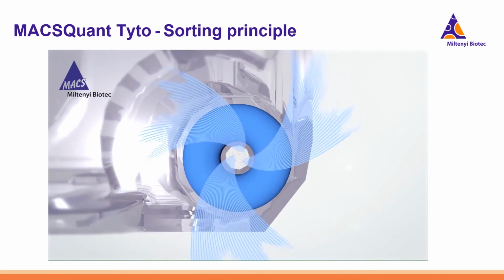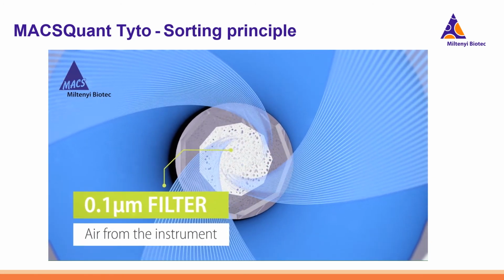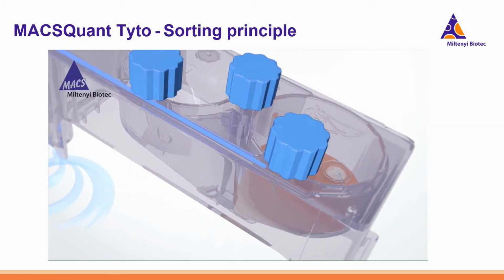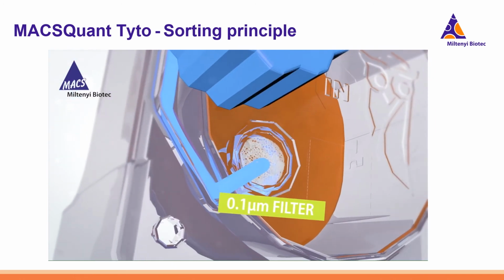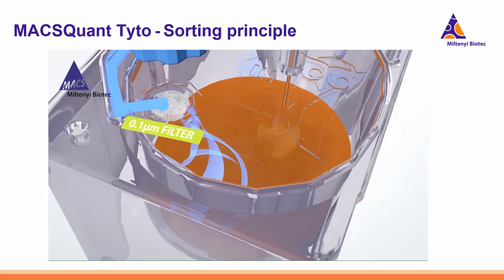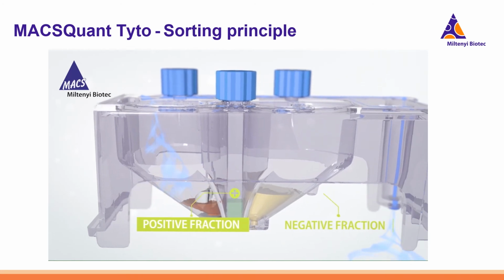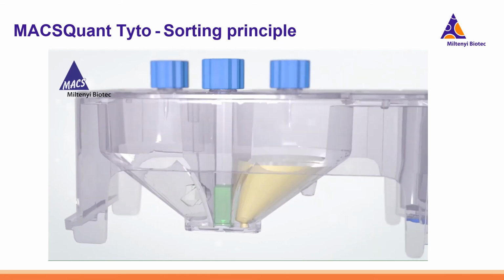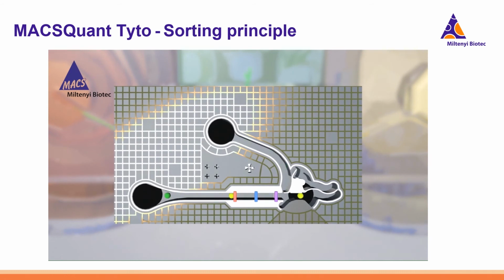If we look at the whole concept of sorting, you can see that the air, which is coming from the MACSQuant Tyto instrument itself, is entering the cartridge through a sterile filter with 0.1 micrometer pore size. The second of those filters is sitting right before the input chamber. So sterile filtered air is entering the input chamber and building up a very mild air pressure, which brings the cell suspension through the microchip and then again facilitates the analysis and the sorting process on the microchip.